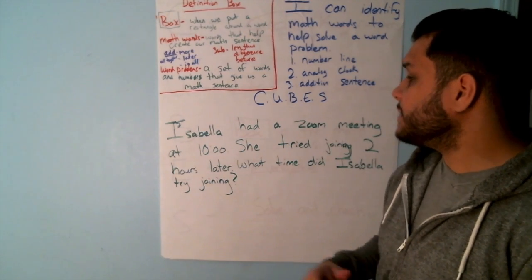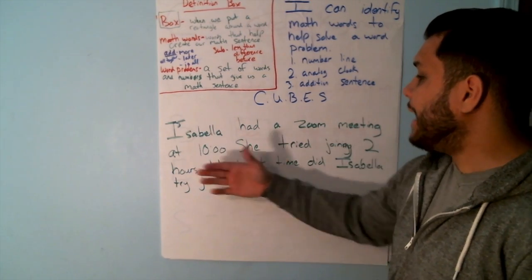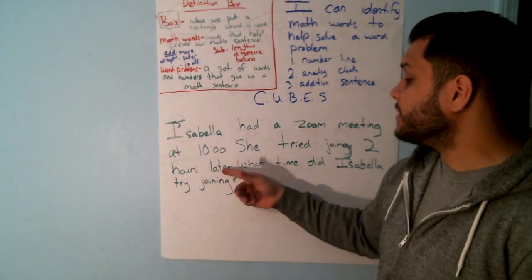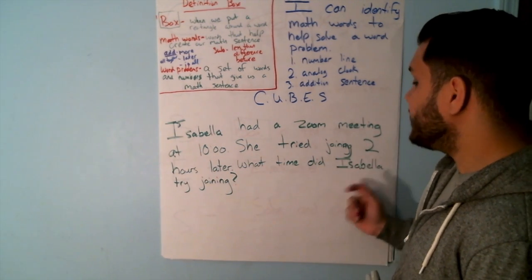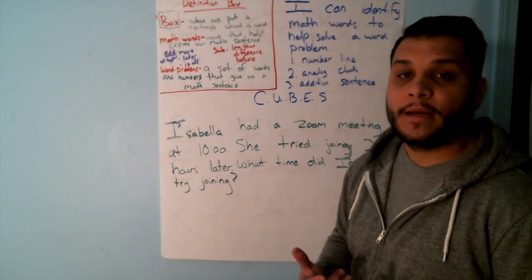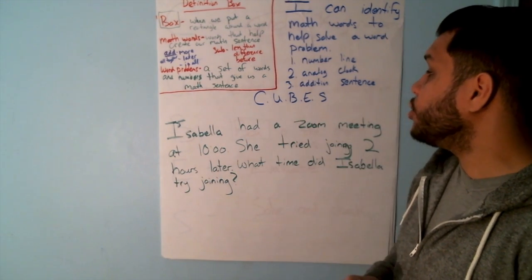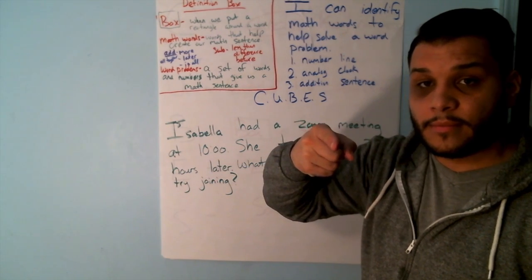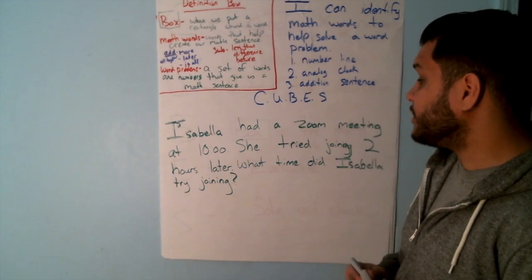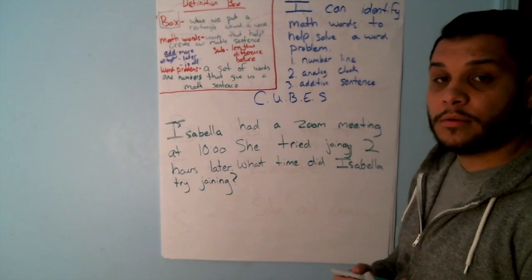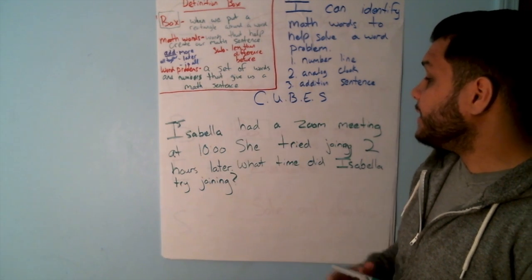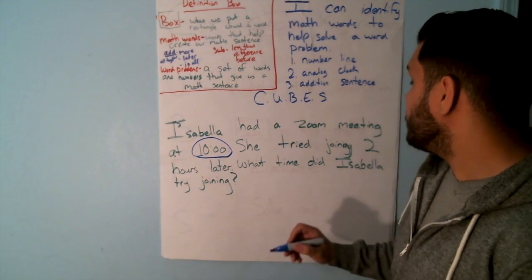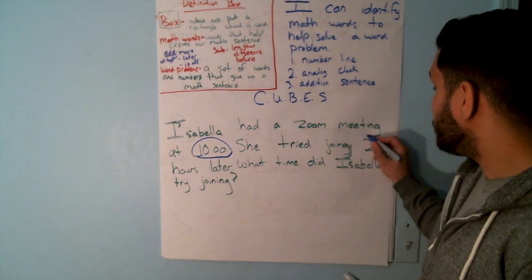So our word problem says, Isabella had a Zoom meeting at 10 o'clock. She tried joining 2 hours later. What time did Isabella try joining? So we're going to start off using our cube strategy. C stands for, what numbers will I circle? Yes, I will circle the number 10. And I would circle the number 2.